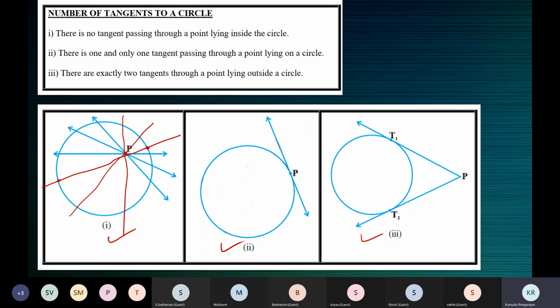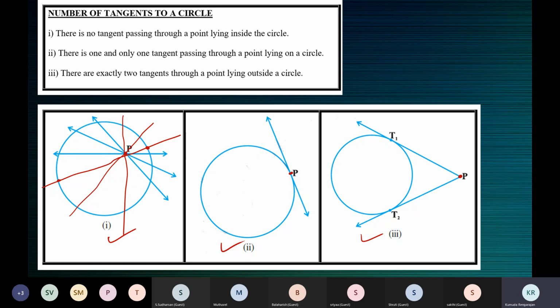Now let's take a point on the circle. When we take a point on the circle, there's one and only one tangent that can be drawn passing through this point lying on the circle. When you take a point P outside the circle, we'll see that exactly two tangents can be drawn.